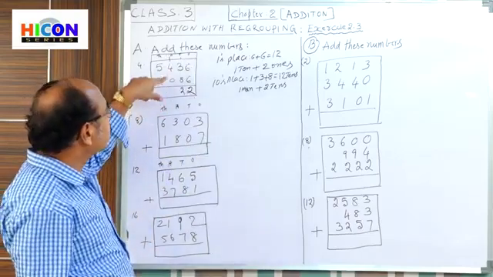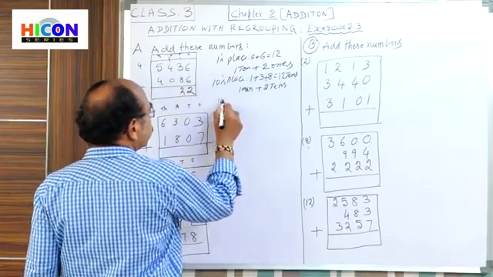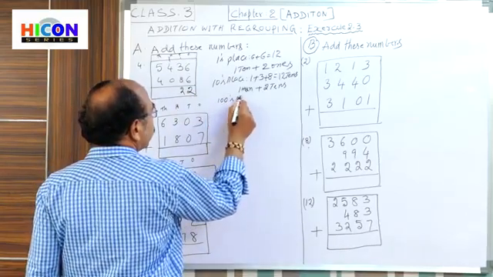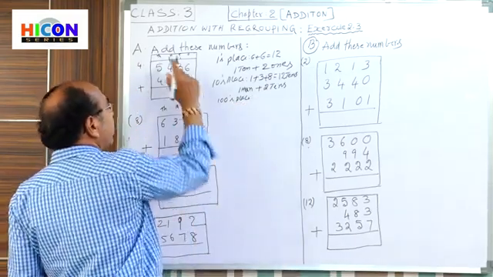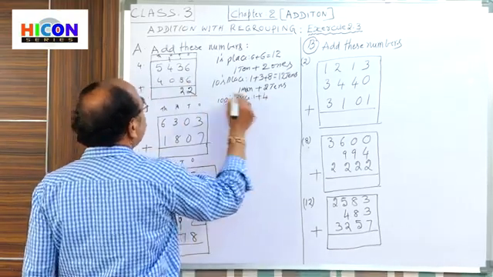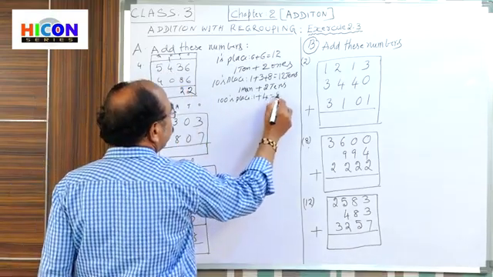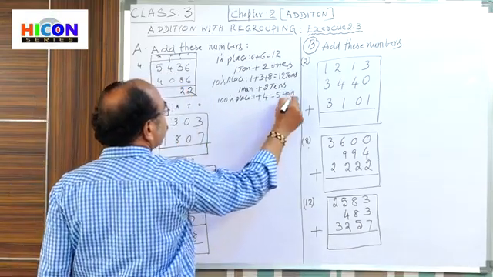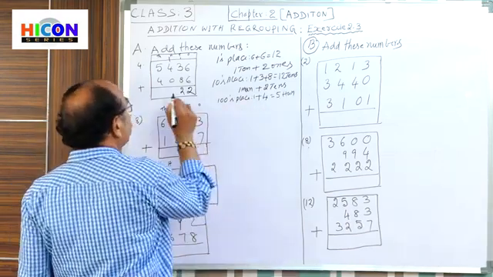Now add the hundreds place digits. What are the hundreds place digits here? Now hundreds place. What are the numbers in the hundreds place? 1 carried 100 plus 400. That means totally 500s. 500s are there. 5 is a single digit number. So here we write 5.